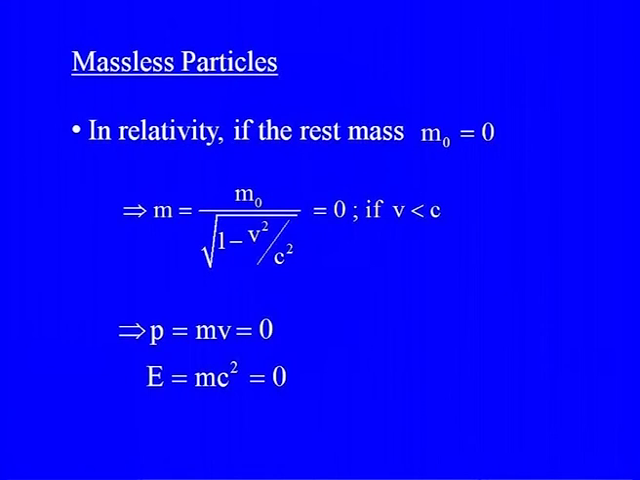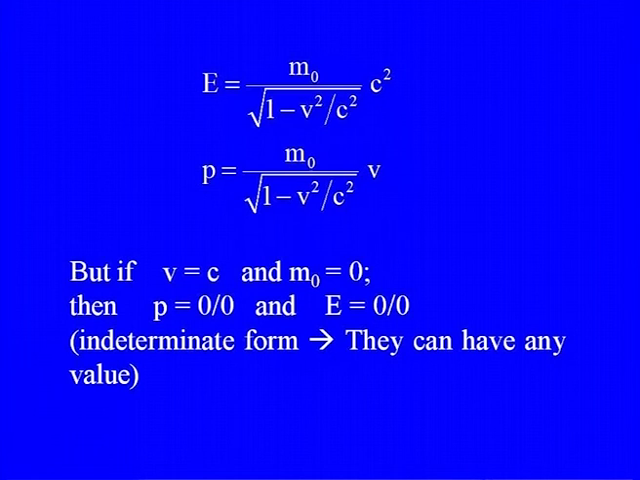If indeed the rest mass is 0, you would find the total mass to be 0 if the velocity is less than c. Why? Because m0 is 0 and the denominator, 1 minus v square by c square, is finite, so the total mass m is 0. Then immediately the momentum is 0 and the energy of course is 0. So if the rest mass of a body is 0 and it is moving with a velocity less than the velocity of light, then a massless particle should not exist.